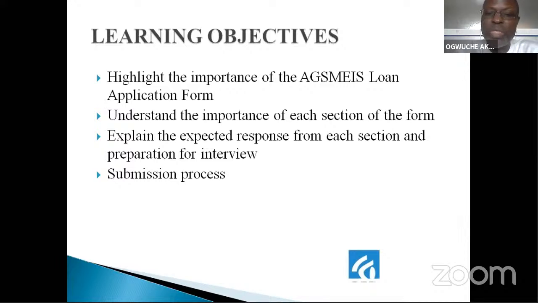Next, to understand the importance of each section of the form, because each section is quite important and critical. We want you to understand how important each of these sections is. Then to explain the expected response for each section. For each section, there is a field which you are expected to complete, so we want to explain some of those expected responses. Then the submission process. There's a process you have to go through in submitting these forms. It's not something where you just complete it and send it to the bank. You are supposed to submit it through a process. So we will look at that process of submitting the form.